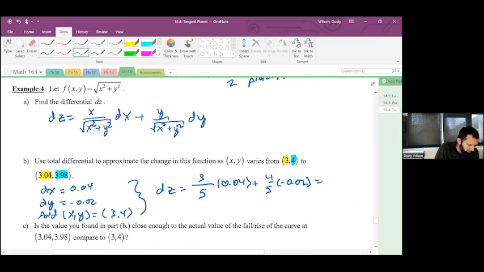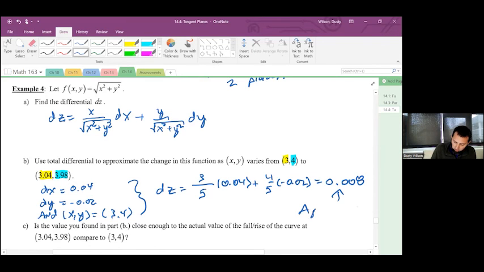which would be, we use our Texan friend, 0.6 times 0.04 minus 0.8 times 0.02, which would be 0.008. So it tells us that the approximate change in height of the function from (3, 4) to (3.04, 3.98) is 0.008. So again, this is the approximate change.